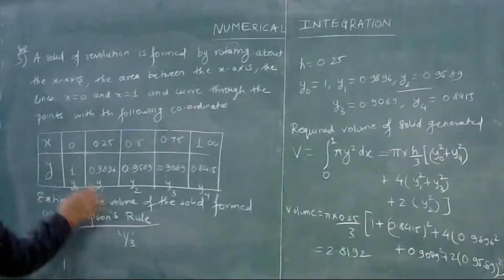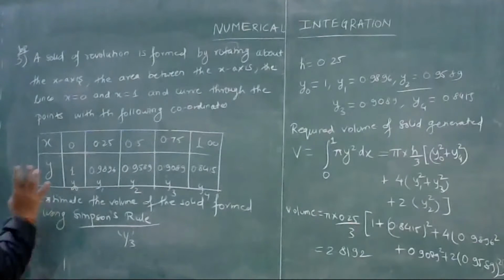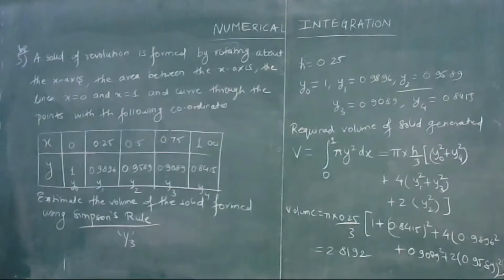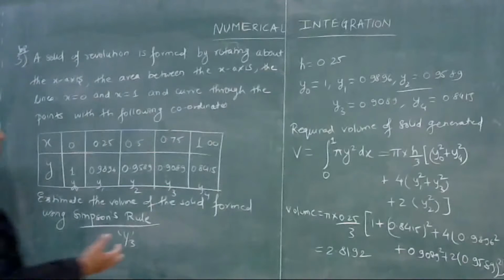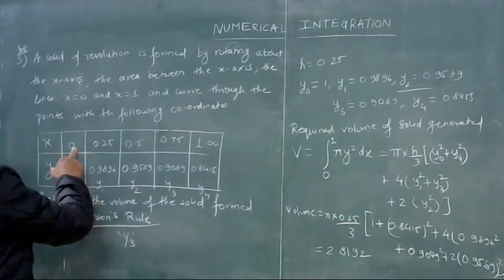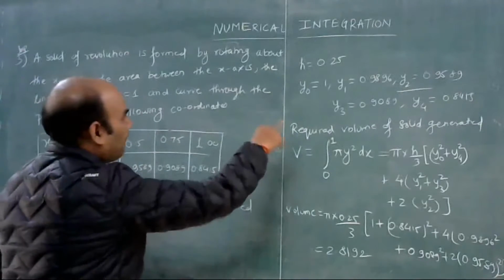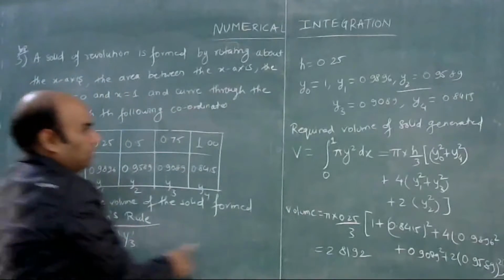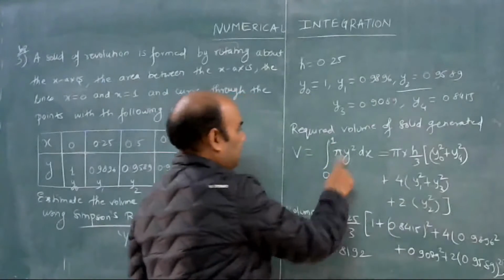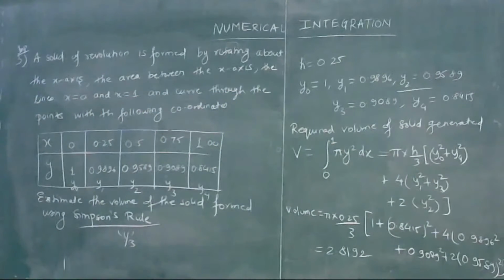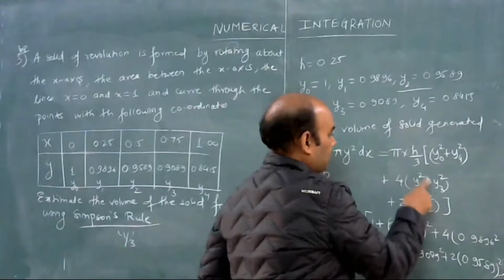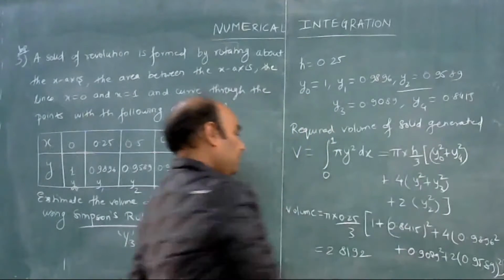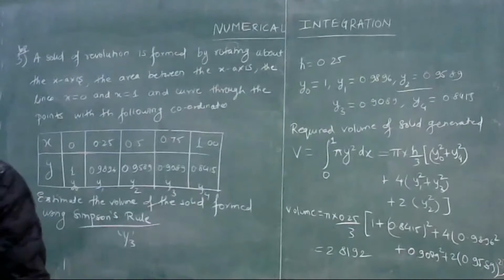So this is the question. Value of x is given, value of y is given. You have to find the volume. You can find the value of area also. You can find value of velocity. Okay. So here h is given. It is 0.25 minus 0. So this will be 0.25. So you have to apply Simpson's rule. So this is Simpson's rule, and here it is pi into y square into dx. Okay. So this will be y0 square plus y4 square plus 4 times y1 square plus y3 square plus 2 y2 square. Substitute these values and find the volume. Okay. So this will be the volume.